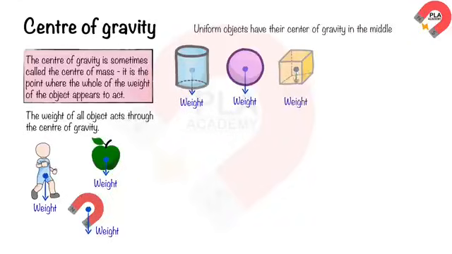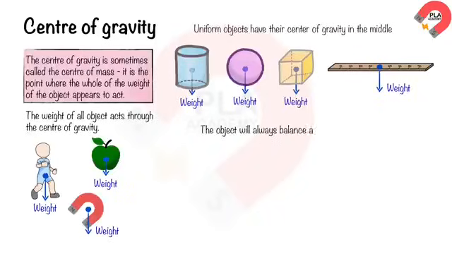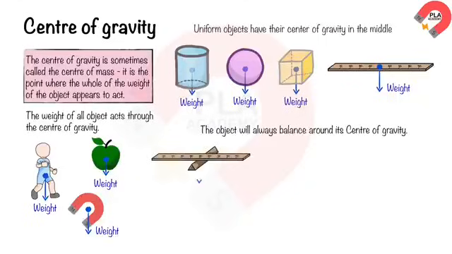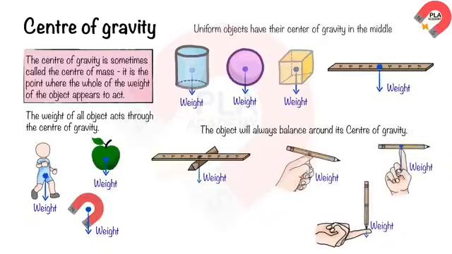A uniform cube has its center of gravity here. A uniform wooden meter rule has its center of gravity at the 50 centimeters mark. The object will always balance around its center of gravity. For example, the wooden meter rule is balancing on the pivot at the 50 centimeters mark, as shown. You can try balancing a pencil on your finger, as shown. The person is walking on the rope, as shown.